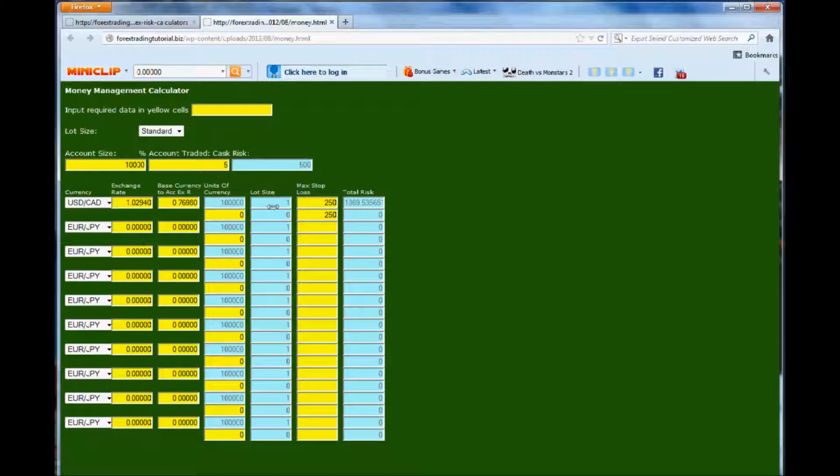So what we're saying here is if we traded one standard lot of Euro USD, that would give us a total cash risk with a stop loss of 250 of 1,869. Now we've got here our total cash risk, and our total cash risk is 500, so this is far too large for our trading account. So we go to this box here.